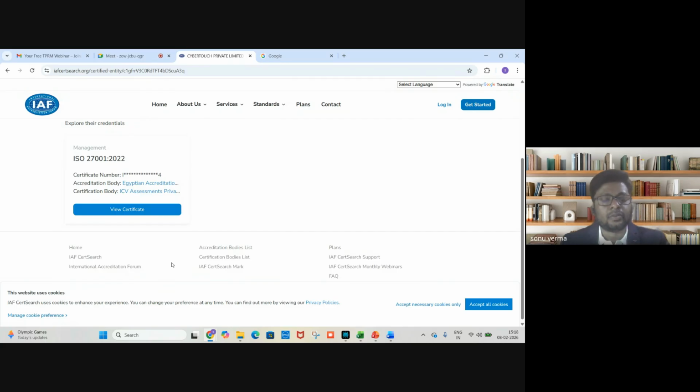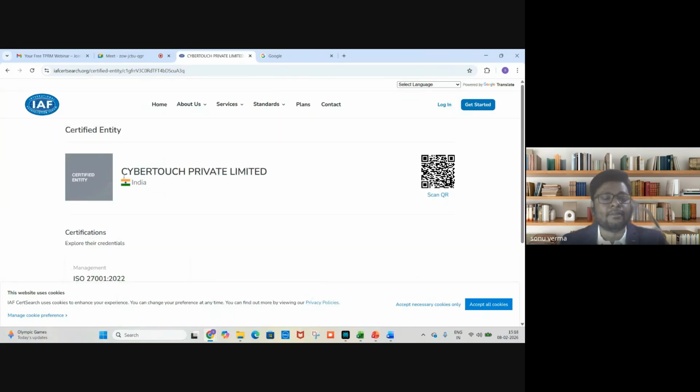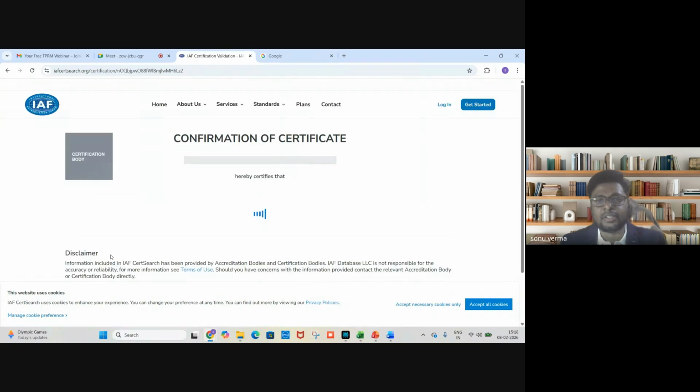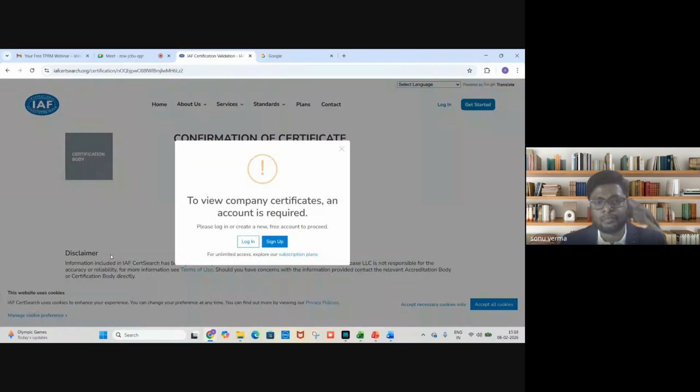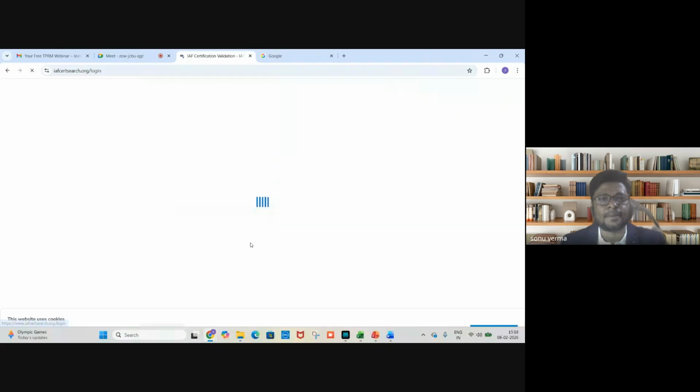Now, the certificate number is encrypted. You can see the certificate accreditation body is Egyptian Accreditation Council. If you have the right to validate the certificate, the person will give you the certificate, or you can verify by writing the certificate number itself. I don't know whether it is allowing me to open the certificate or not. To view the certificate, an account is required. Okay, asking me to log in. Okay, hang on.